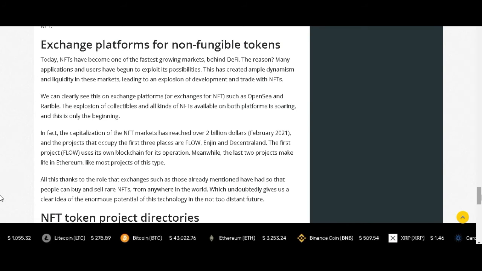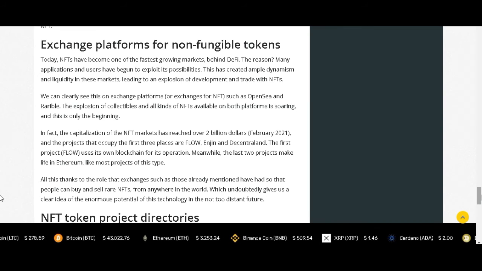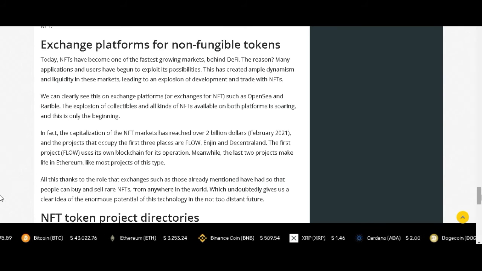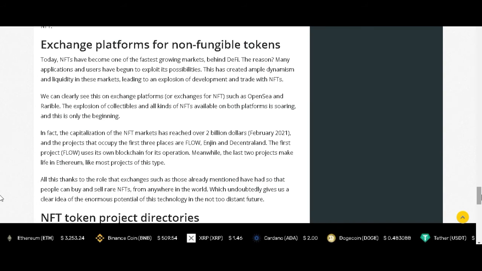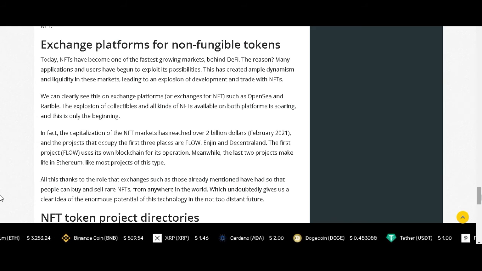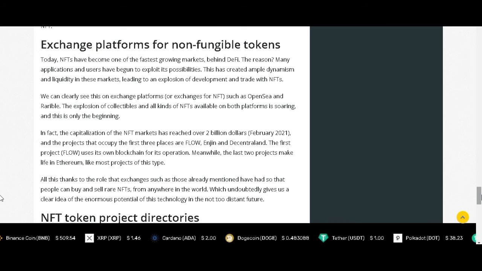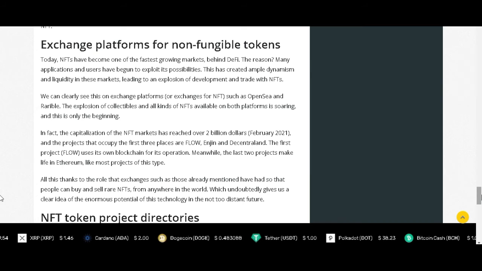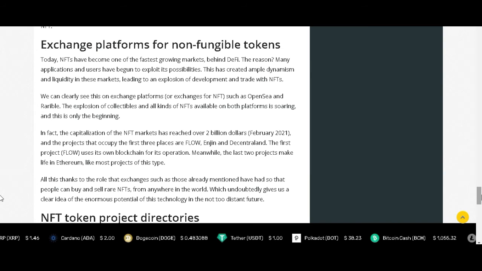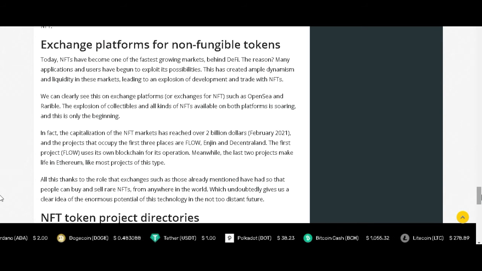Exchange platforms for non-fungible tokens. Today, NFTs have become one of the fastest growing markets, behind DeFi. The reason? Many applications and users have begun to exploit its possibilities. This has created ample dynamism and liquidity in these markets, leading to an explosion of development and trade with NFTs. We can clearly see this on exchange platforms or exchanges for NFTs, such as OpenSea and Rarible. The explosion of collectibles and all kinds of NFTs available on both platforms is soaring, and this is only the beginning.